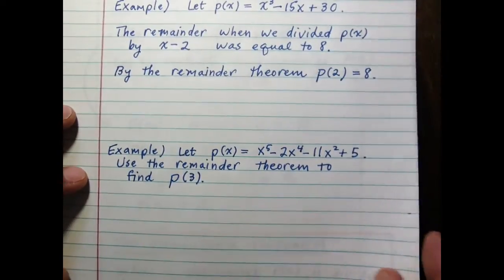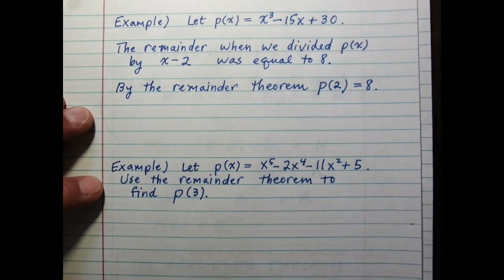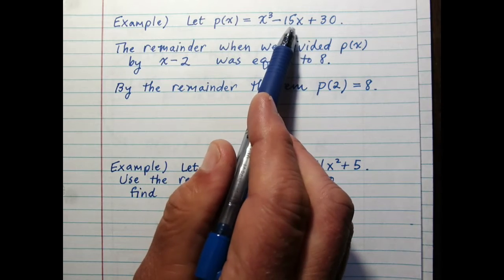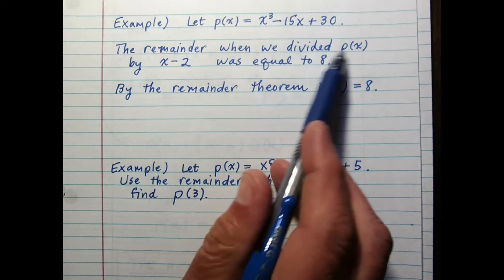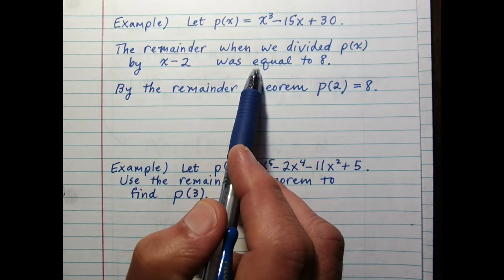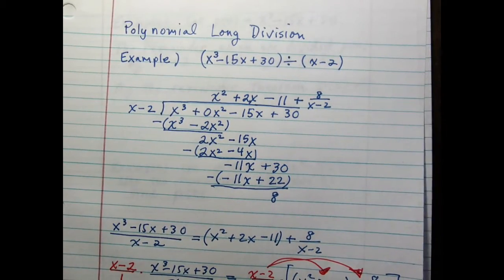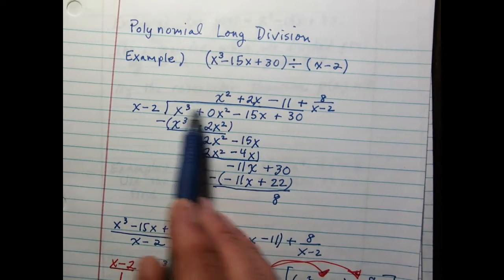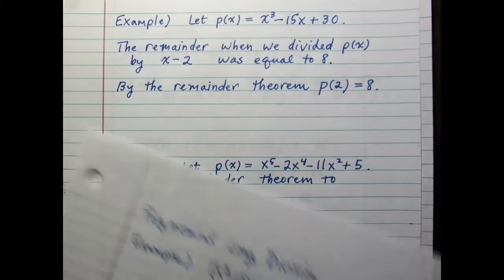And actually, before we do an example, I just want to refer to this example. Let p of x be x cubed minus 15x plus 30. The remainder, when we divided p of x by x minus 2, was equal to 8. And here again, I'm just showing you this division we went through in an earlier video. There's the x minus 2, there's the p of x as the dividend polynomial, and there's the remainder 8.